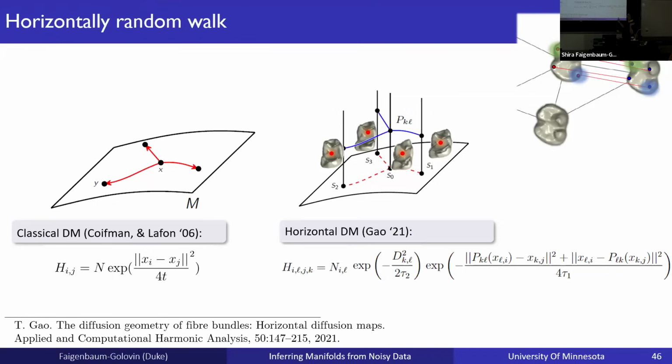So I'm no longer diffusing just between different surfaces, but I'm also adding an additional constraint and diffusing on neighborhoods that are looking in the same way. So this is what we call the horizontal diffusion map, or in short, the HDM, that was proposed by Tingran Gao in 2021 in his PhD thesis. And yeah, so this is diffusion on the base manifold, what we call the S1, and this is the diffusion on the fibers themselves.